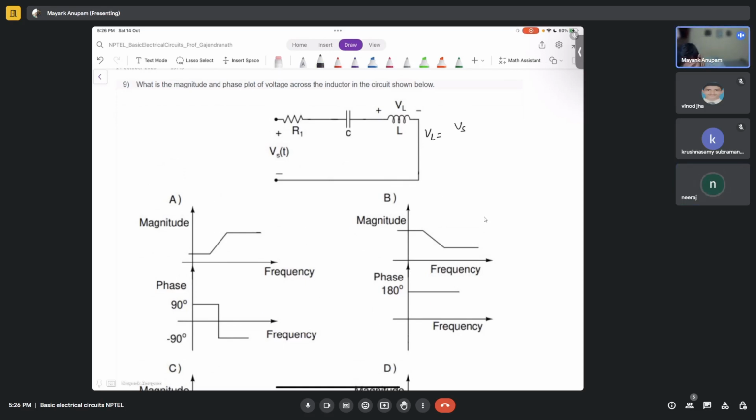Since you want to find out the frequency response, you want to find out the magnitude as a function of frequency. You have to go into phasors, right? Okay, sir. V is equal to I into j omega L. Correct. What is I? I is Vs divided by R1 plus j omega L plus 1 over j omega C, and into j omega L, right? This, yes, is the VL.